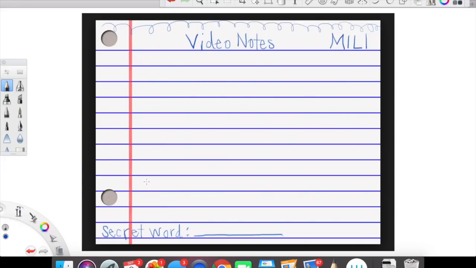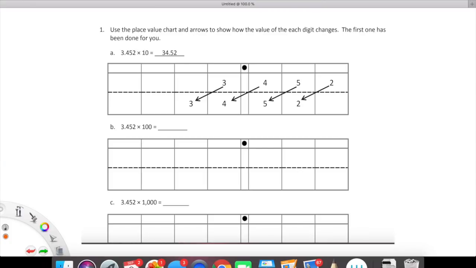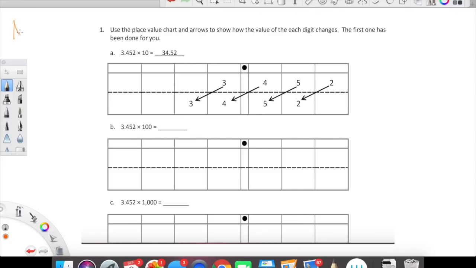Okay, so I'm going to start the first problem. Here we go, guys. We are officially in M1, Module 1, L1, Lesson 1. Like I said, we are going to be looking at what happens to numbers when we multiply or divide them by powers or different values of 10. So we're going to start here. This first one has been done for you, but it gives us some very critical information. So let's look and see what we have here. We have 3 and 452 thousandths, or 3.452 times 10.